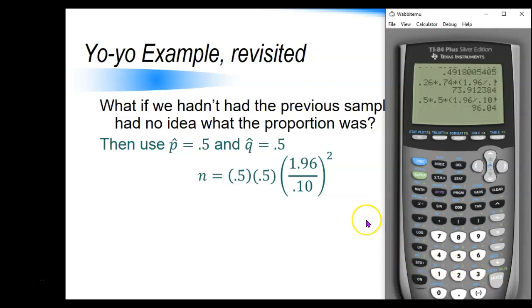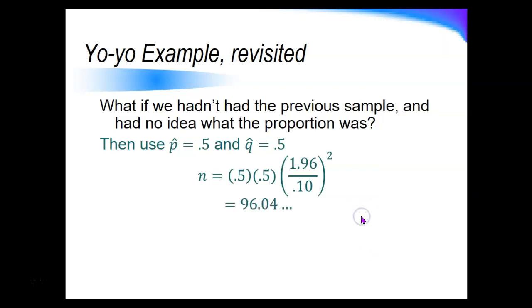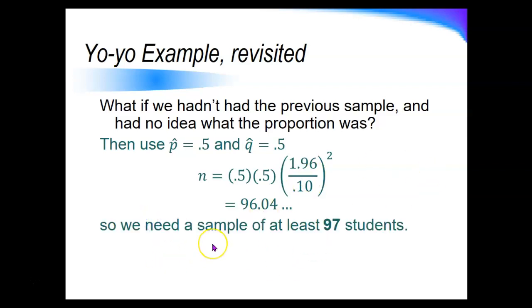Now that came out as 96.04. And we always round up, even though that's a lot closer to 96 than to 97. The rule is for sample size, we never round down because that might give us a sample size that was too small. We always round up. So in that case, you would go out and get a sample of at least 97 students. 97 is the answer to the question, how big a sample do we need?